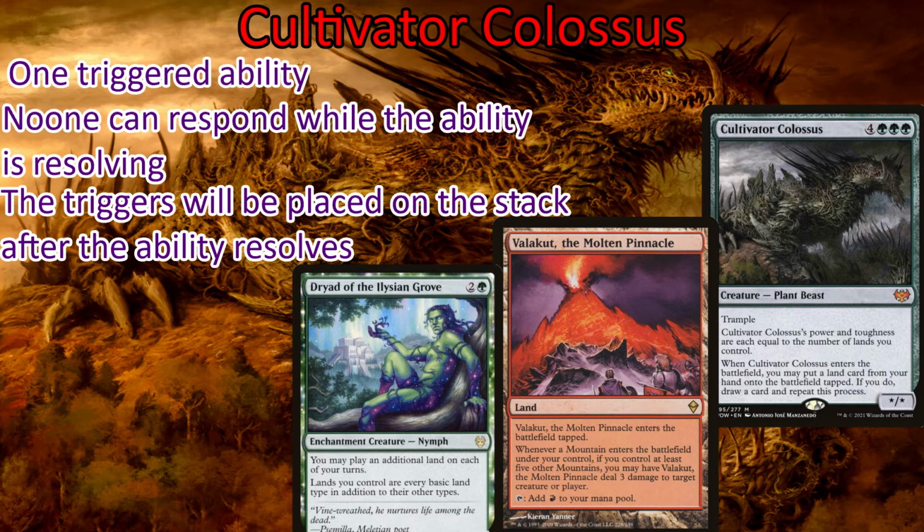Note here that Dryad of the Elysian Grove makes every land into every type, which means every land we play will also be a Mountain. So we have 3 lands, we put Growth Turf into play, then we put Simic Growth Chamber into play, then we put Valakut into play. That's our 6th land. And also, because it's now a Mountain, that means that Valakut would trigger even for itself, because we control at least 5 other Mountains. Valakut plus 5 lands, which are all also Mountains. And then we put a Forest, which is also a Mountain. That means that Valakut would trigger twice.